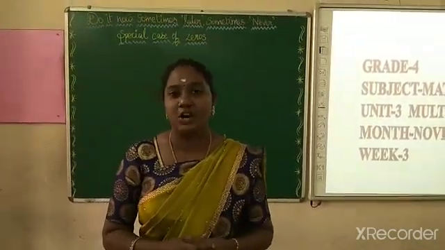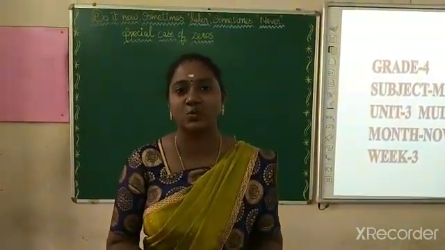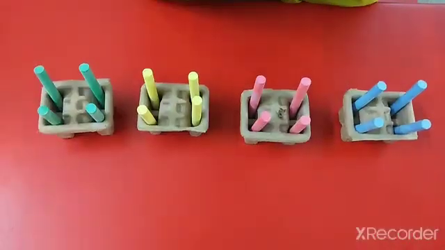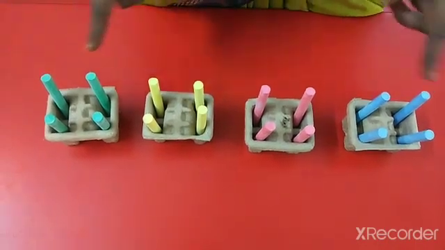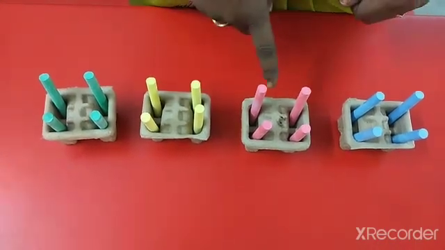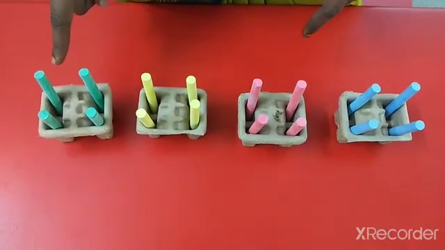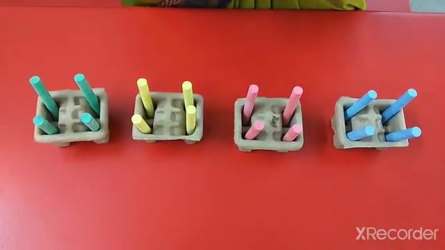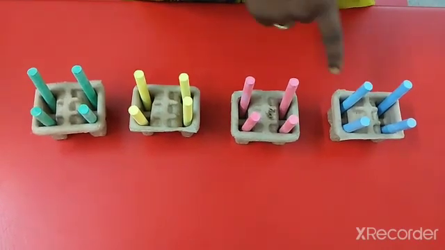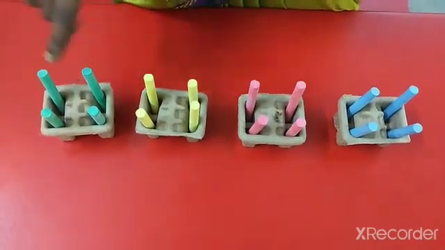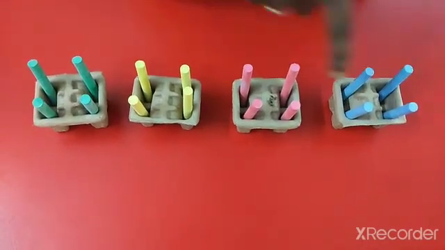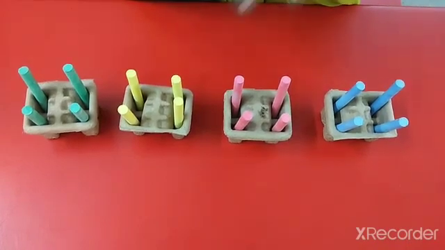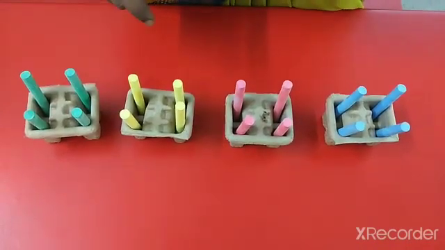Okay, come on, let's begin today's session with an activity. Here we have 4 cups. In each cup, 4 chalk pieces are there. Now, can you tell me how many chalk pieces are there altogether? How will you multiply this? 1, 2, 3, 4. So, 4 cups. In each cup, 4 chalk pieces. So, 4 into 4, 16. So, totally there are 16 chalk pieces.